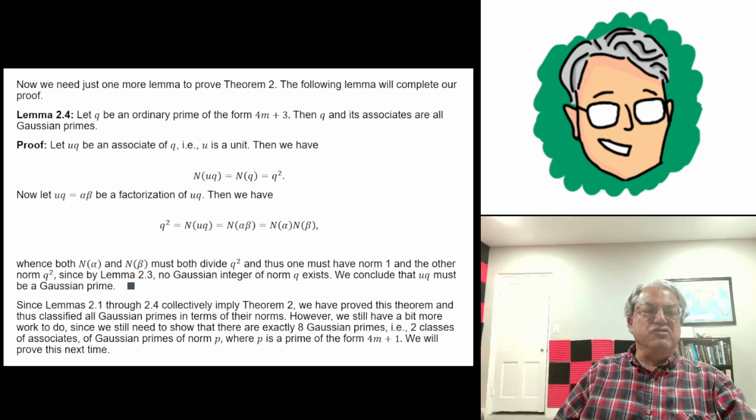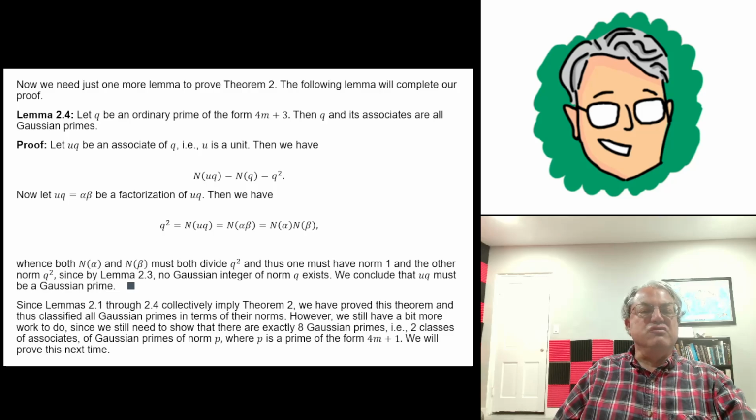Well, neither of them can have norm q because we just proved in the previous lemma that no Gaussian integer can have a norm that's congruent to 3 modulo 4. And since q is congruent to 3 modulo 4, that means that it can't be equal to the norm of alpha or the norm of beta. That means that the norm of alpha, if that's the smaller one, has to be 1. That means that alpha has to be a unit.